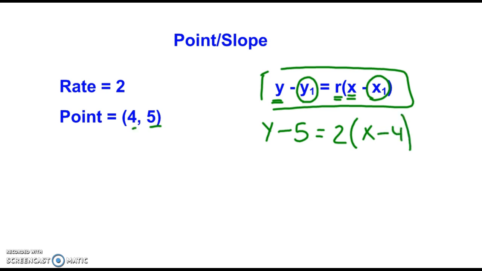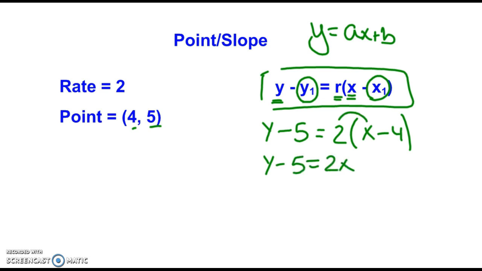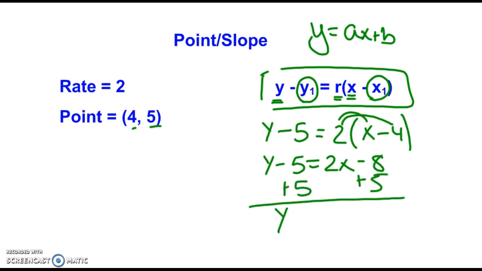Now all I need to do is simplify it so it looks in the form y equals ax plus b. So first I'm going to distribute. 2 times x is 2x. 2 times negative 4 is negative 8. I'm going to add 5 to both sides. And then I get y equals 2x minus 3. That same equation.